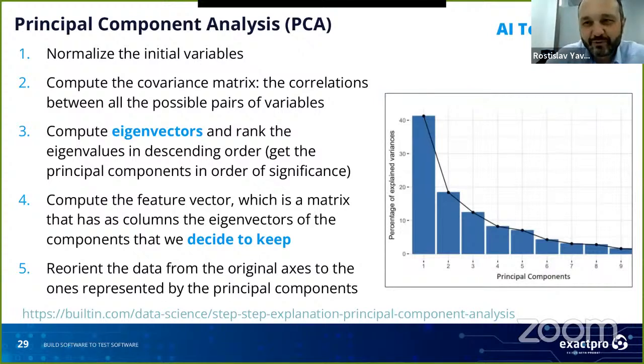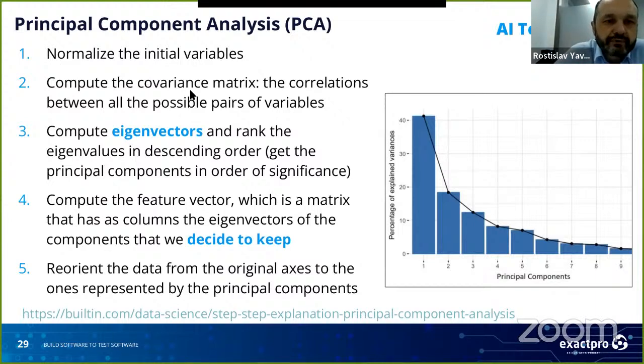This slide is probably the most difficult part of my lectures, so it's okay if you don't understand. But if you do, here are the 5 steps of principal component analysis. First, you start with normalizing the initial variables. You may have one variable measured in millimeters, another in kilograms, and another in time values. So the first step is to normalize so that each variable ranges from -1 to 1, something like that, or from 0 to 1.